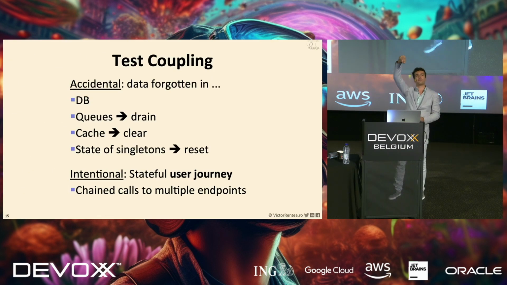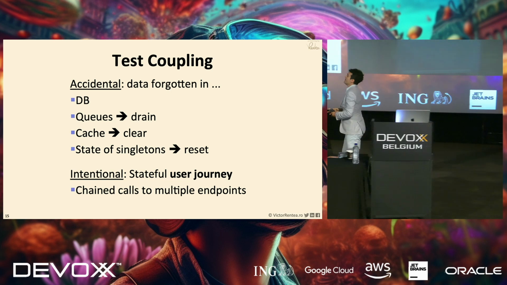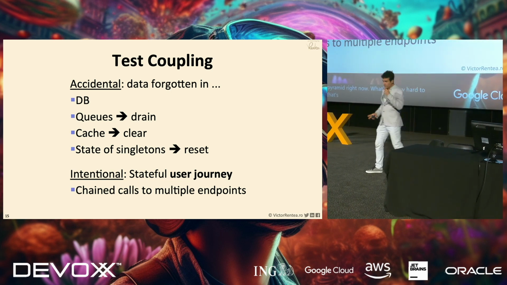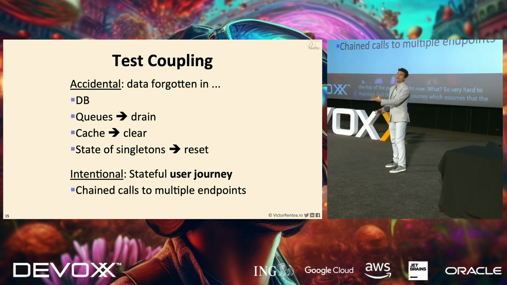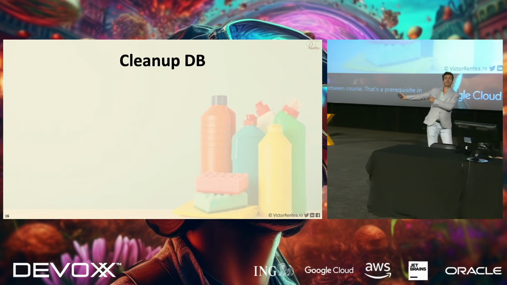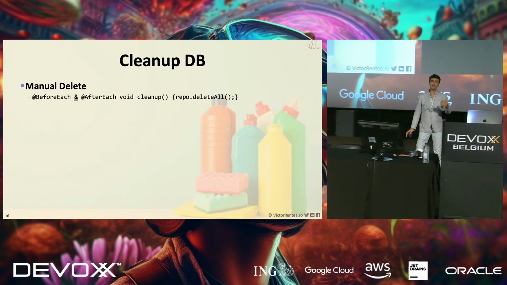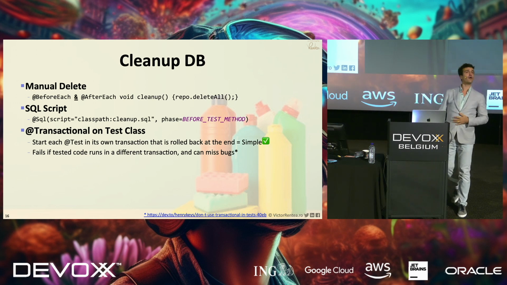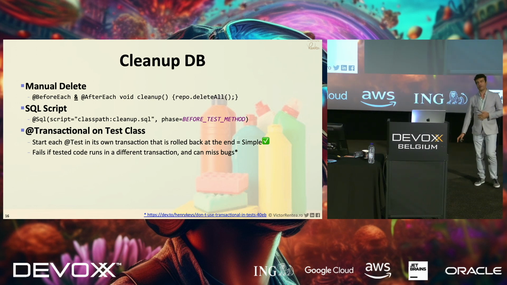We are at the top of the pyramid right now, right? So very hard to maintain, but that's a user journey which assumes that the system preserves state between calls. That's a prerequisite in there. Good. And we cleaned up the database with different techniques. Manual deletion, SQL, Sukili script, transactional on the test class that rolled back at the end of each test.